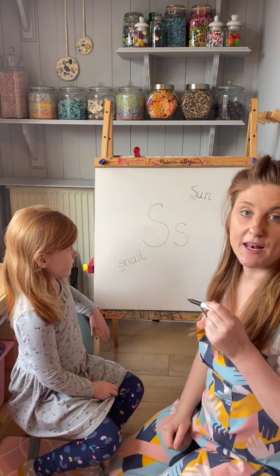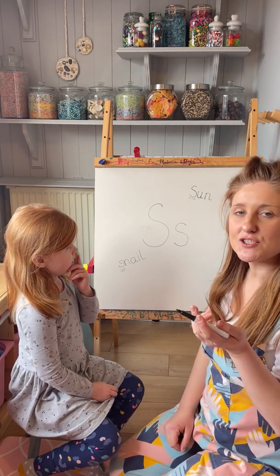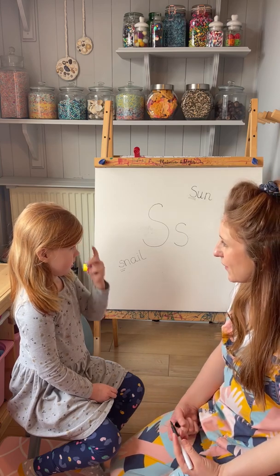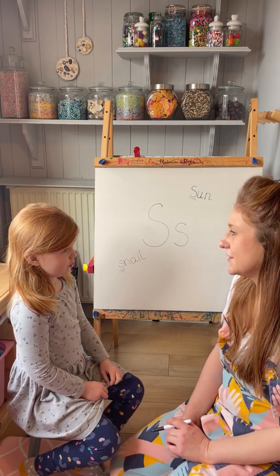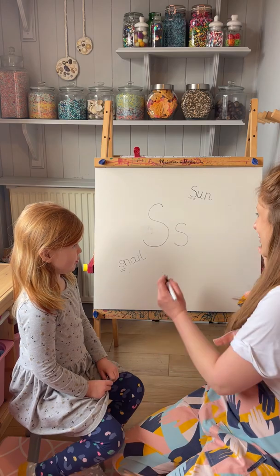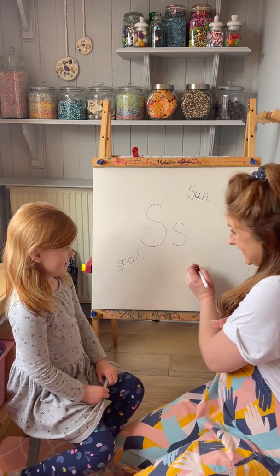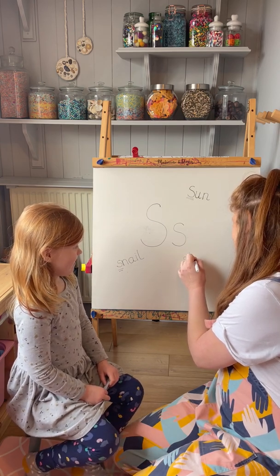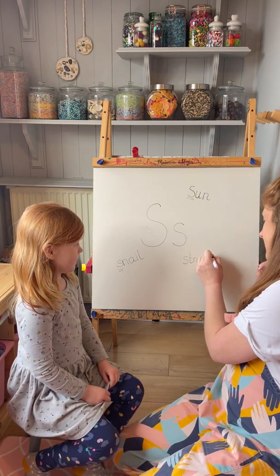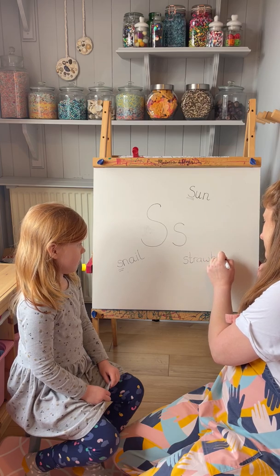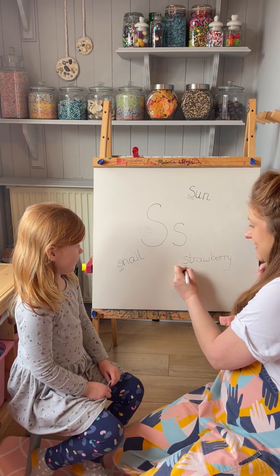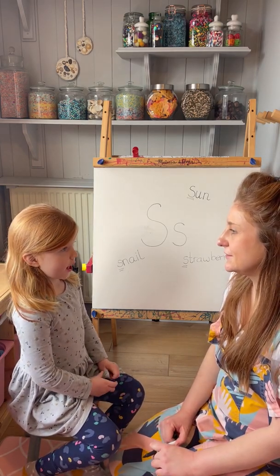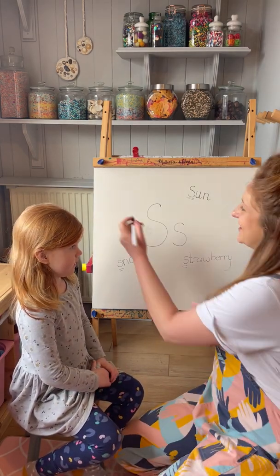You might want to just draw some lines underneath the sound that you're working on so that the children will recognise it at the beginning of the word. Can you think of any other words that begin with a sound? Strawberry. Oh, strawberry. I love strawberries. Very good. And let's think of one more word that begins with a S. I can think of star. Star. Oh, I love a shining star.